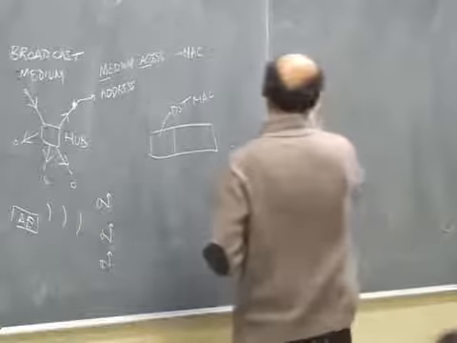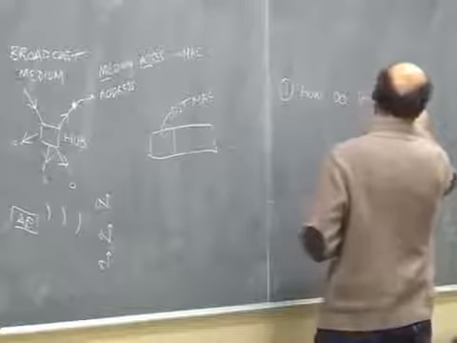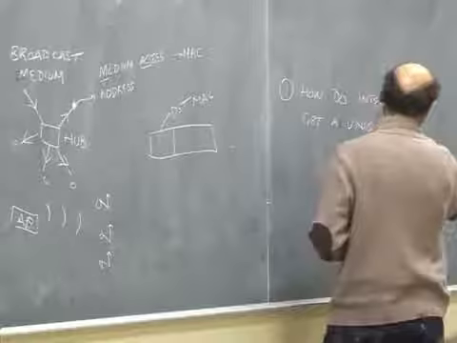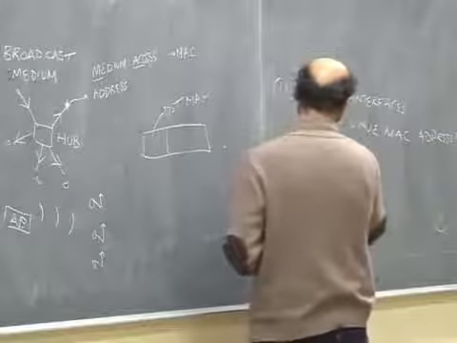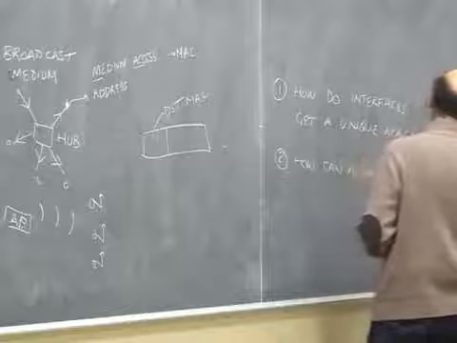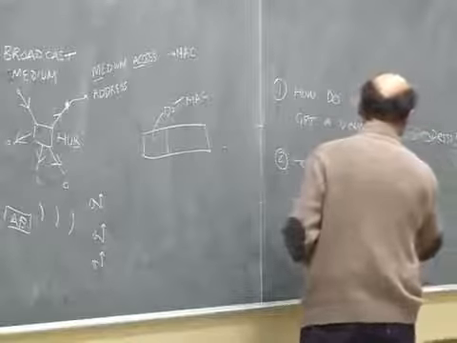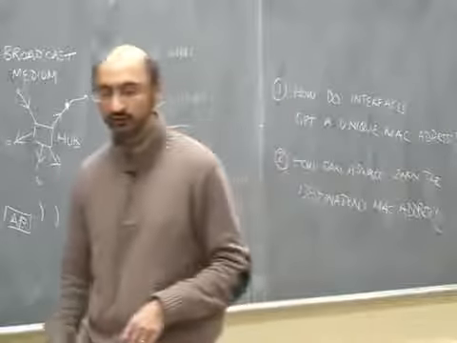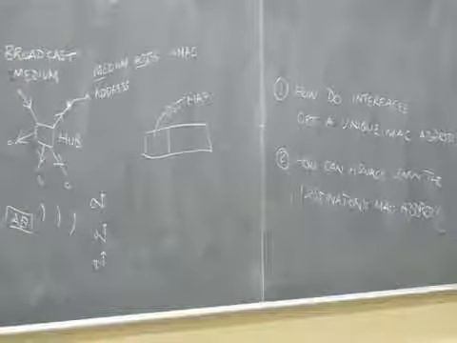So we come down to two questions. The first question is, how do interfaces, because that's really what a destination is, get a unique MAC address? And the second question is, how can a source learn the destination's MAC address? Okay, two questions for us to figure out, and once we figure it out, we pretty much know how to route within the LAN, how to get data inside a LAN, which is the topic that I want to talk about over here.